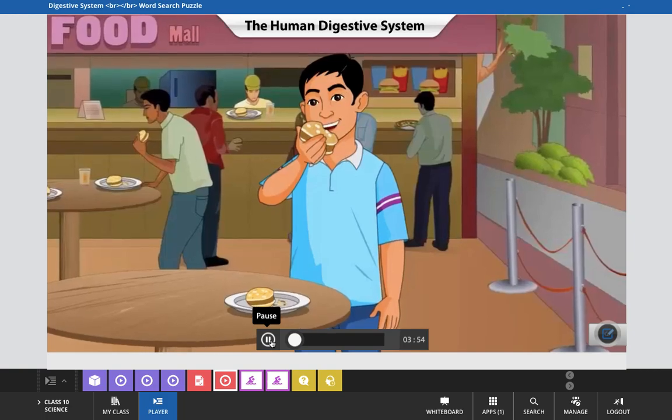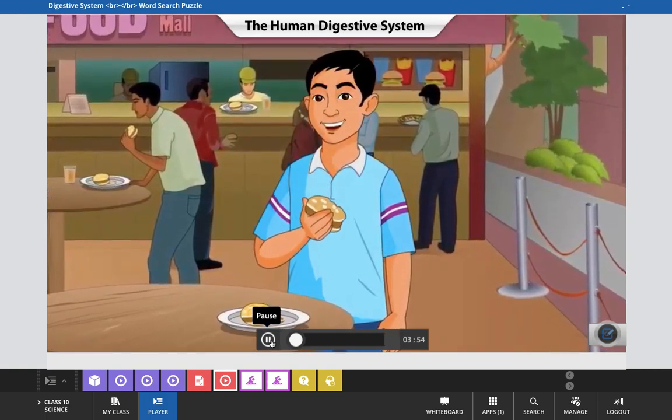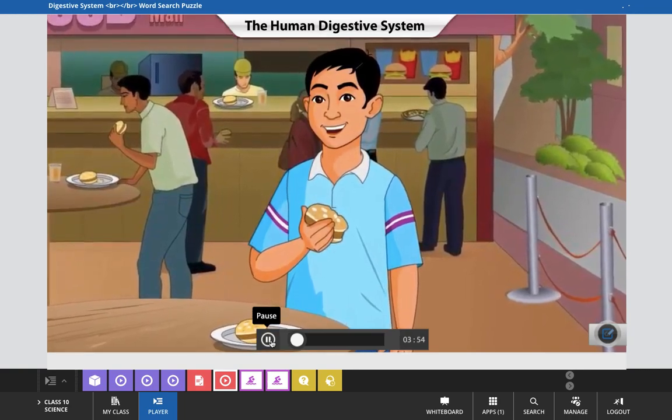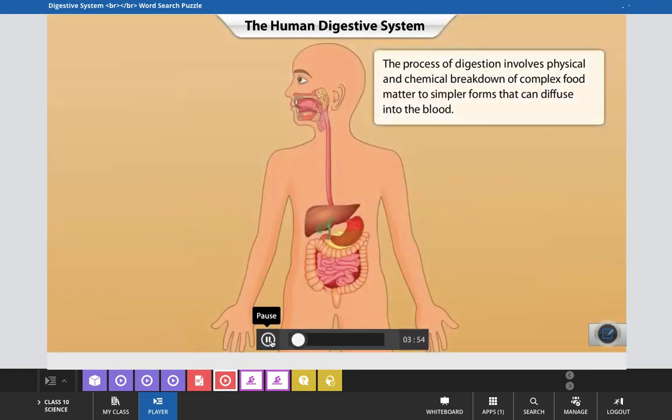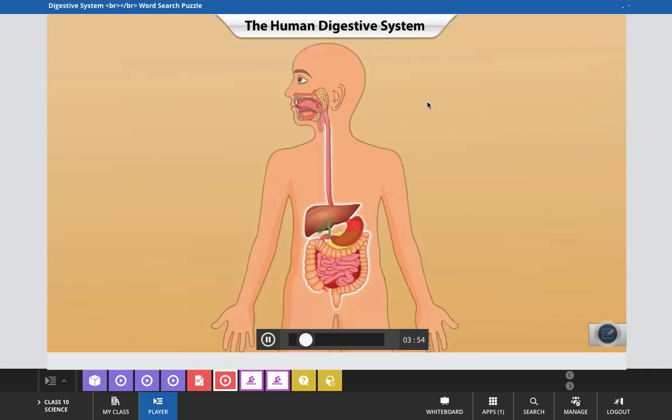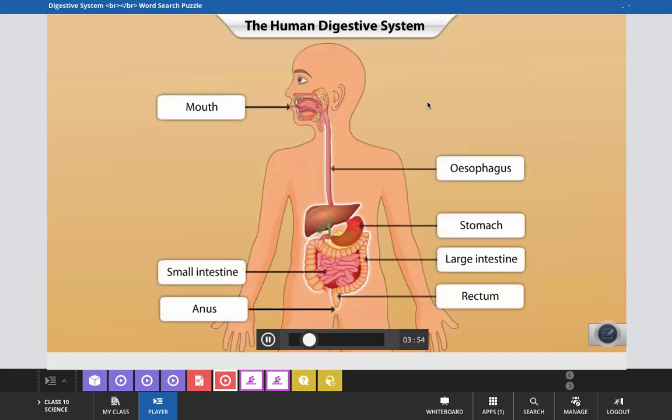The food we eat provides us with energy. This food is complex and needs to be broken down into simpler forms to produce energy. This is done by our digestive system. The process of digestion involves physical and chemical breakdown of complex food matter. The human digestive tract extends from the mouth to the anus. As food passes through this tract, it is processed, digested, and absorbed, while the undigested food is excreted.